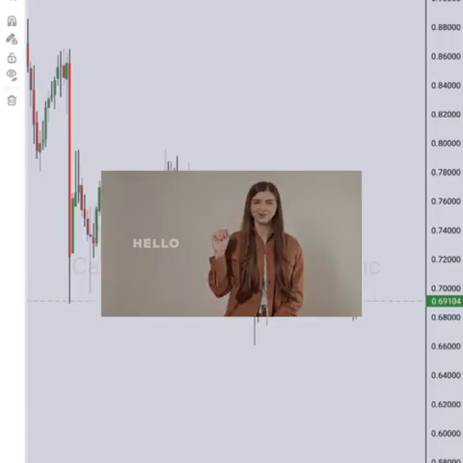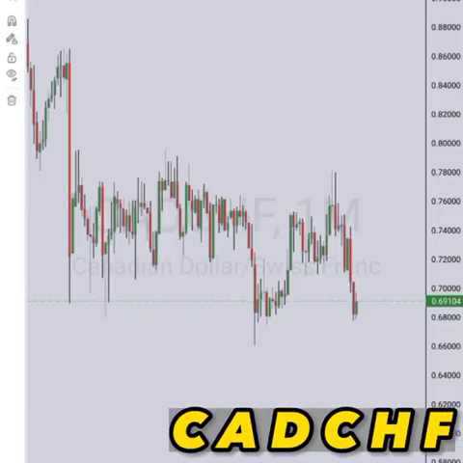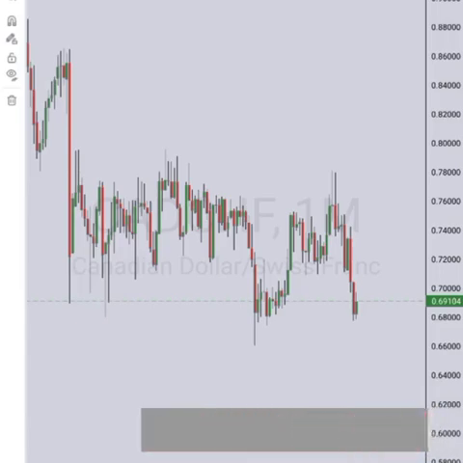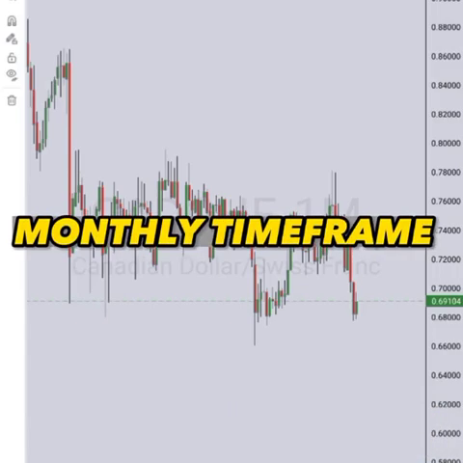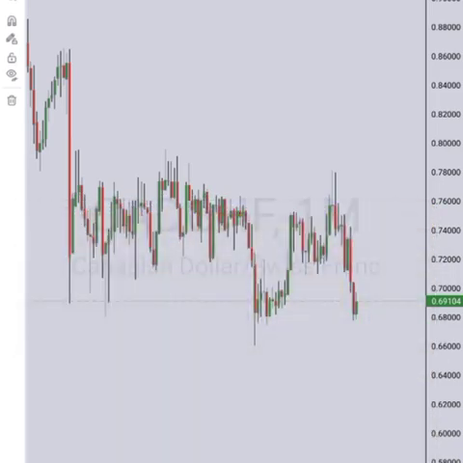Alright guys, so here is my CADCHF monthly time frame analysis. We are going to be starting from the monthly time frame all the way to our forward time frame. So let's see how it goes.